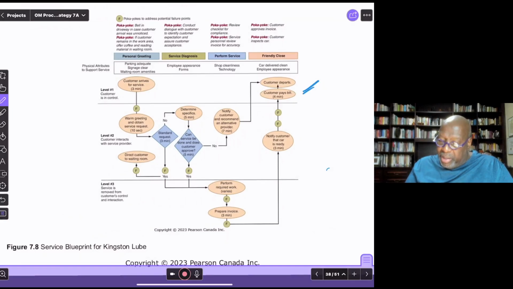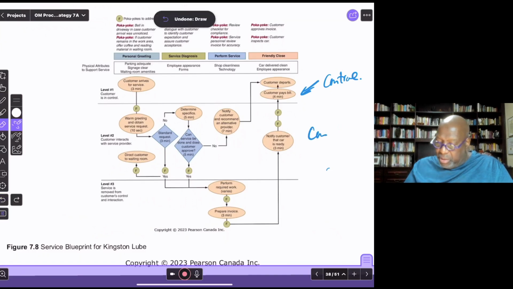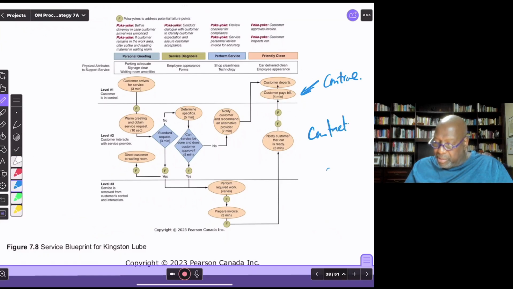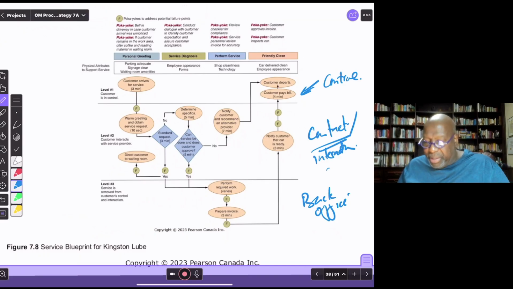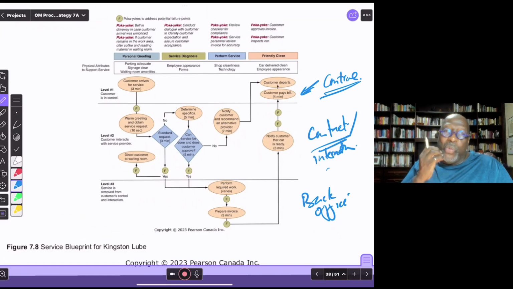A part where the customer is in control. Here where there is contact. Customer interaction, if you wish. And then this is back office. So it's important to be able to separate those steps, because where the customer is in control, you got to know what is it that you want the customer to be doing and design your service in that way.